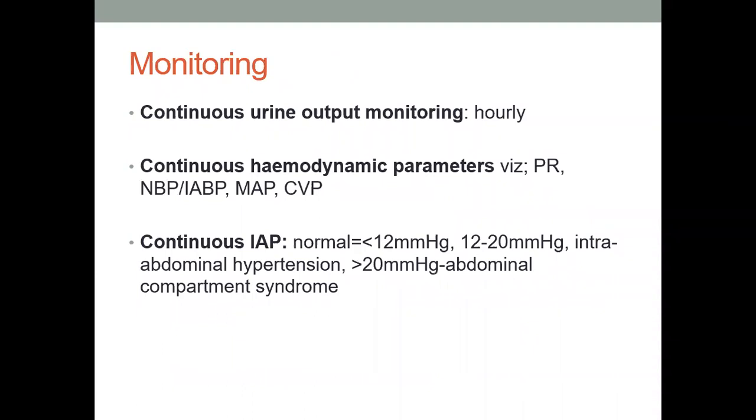Monitoring, like I mentioned, the emphasis on hourly urine monitoring cannot be overstated. All right, so you want to monitor your urine output every hour, not wait till the end of the nurse's shift. I hope I've emphasized that enough. You want to do your continuous hemodynamic parameters.